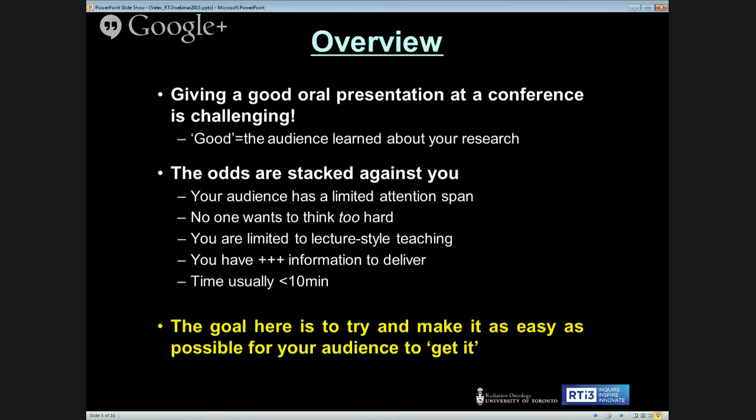And unfortunately, we're limited by the fact that for orals, you are limited to lecture style teaching. So already, 3/4 of the audience may have a different learning style than what you're forced to use. The other thing to consider is that you have a lot of information. So you did some big study and you're trying to cram all this information into only a few minutes, often less than 10 minutes. So I think the goal to keep in mind is try and make it as easy as possible for your audience to get it.